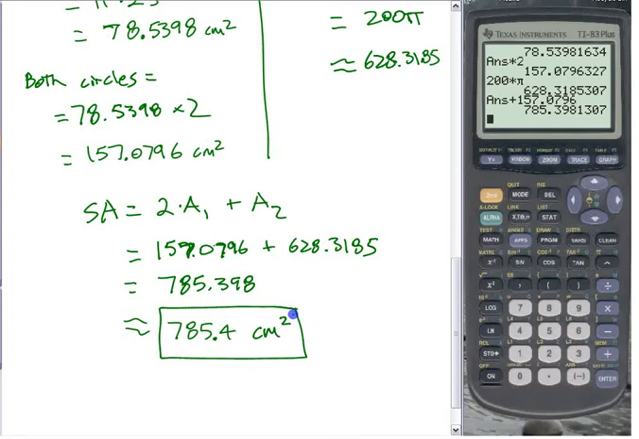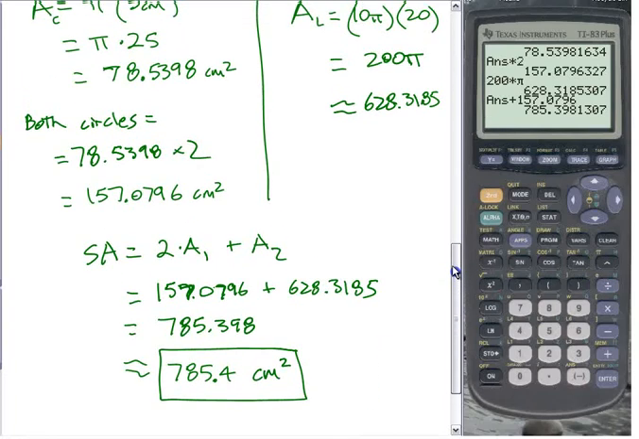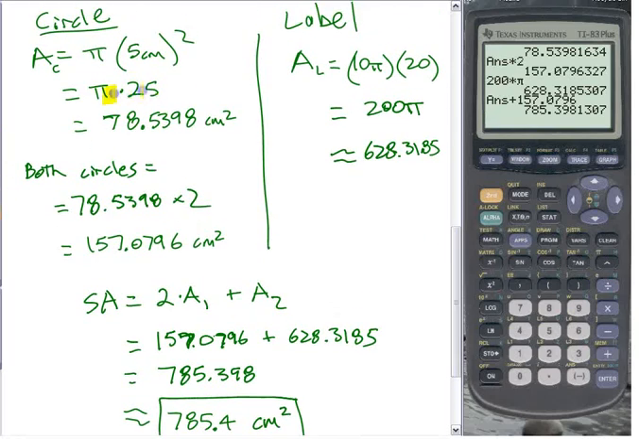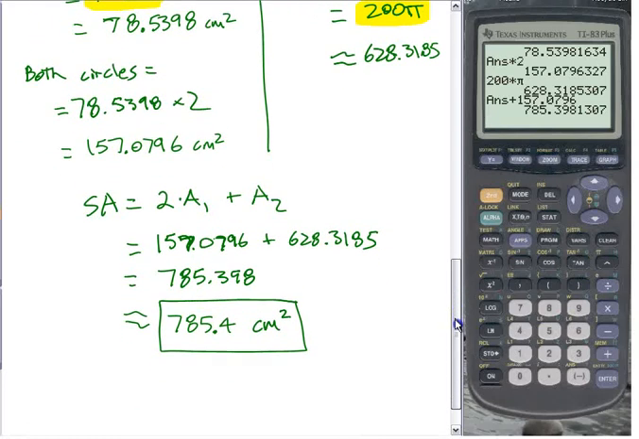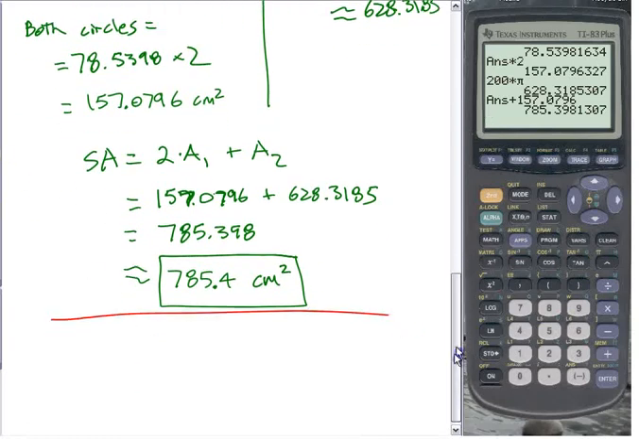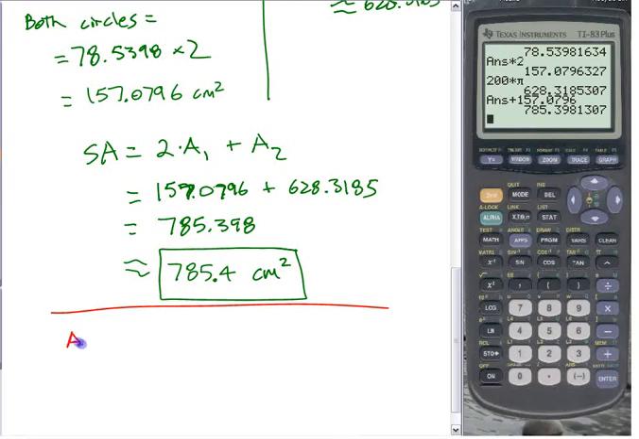If you didn't happen to have a calculator, you can still answer this question. Here's how you can answer it. At this point, you know it says 25 times pi, that's the area of the circle. And this one says 200 times pi. If you don't have a calculator, you can just use those numbers instead of multiplying by pi. You can say that the area of the circle is 25 times whatever pi is, and the area of the label, the side, is 200 times pi.